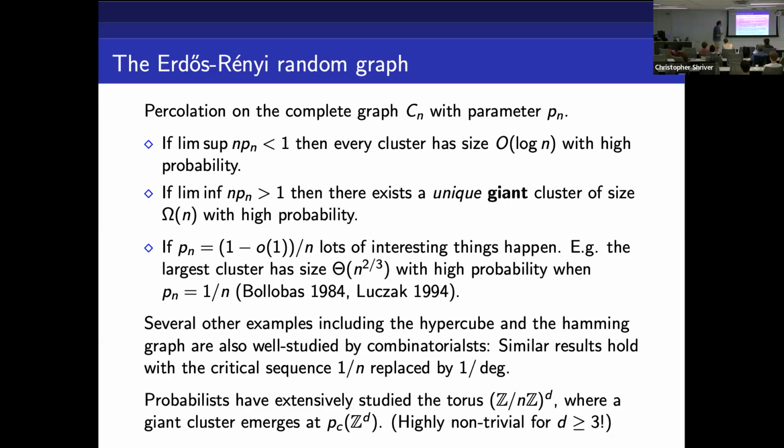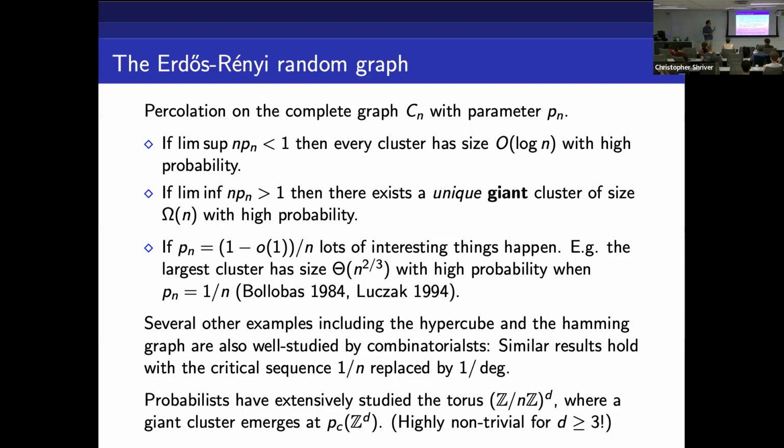Okay, so of course, there are a number of other classical examples that have been studied heavily in the combinatorics literature, like the hypercube, the Hamming graph, and so on, okay? And generally speaking, the stories for these graphs are similar, except you have to replace 1 over n by 1 over the degree. Okay.